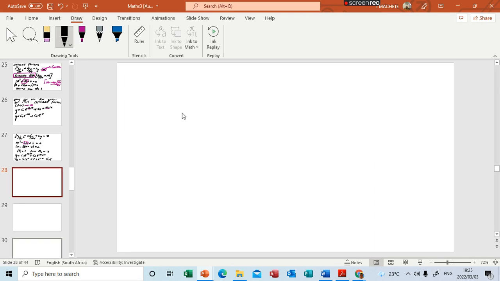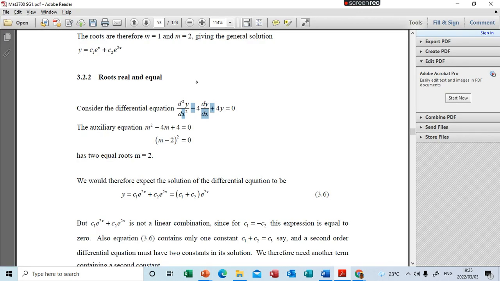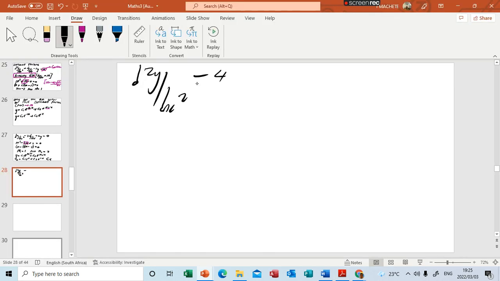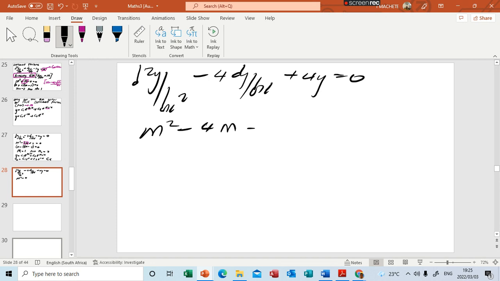Do this one. d squared y over dx squared minus 4 dy over dx plus 4y equals 0. So you're going to have to find the factors of this. You change everything to the auxiliary equation. You're going to say m squared minus 4m plus 4 equals 0.